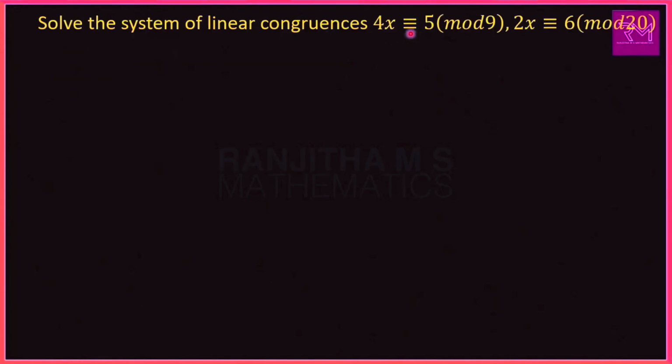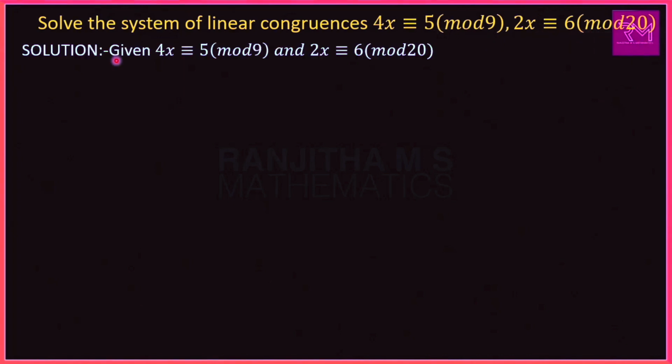Solve the system of linear congruences: 4x ≡ 5 mod 9, 2x ≡ 6 mod 20. First, take the given data.